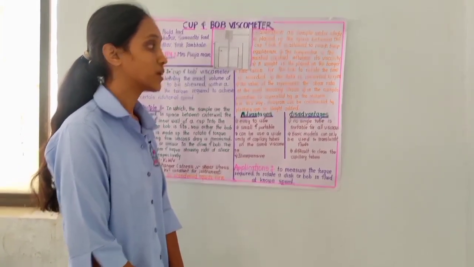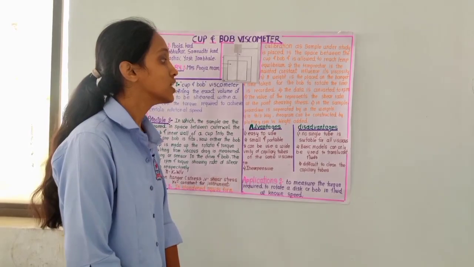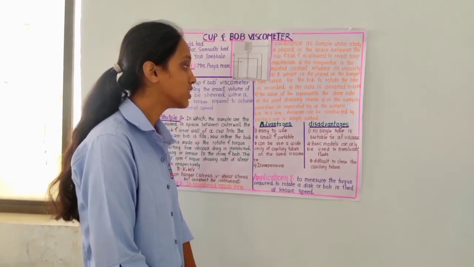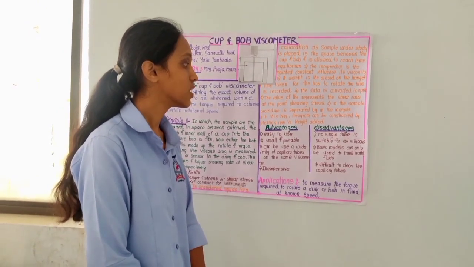Fifth point, the value represents the shear rate at that point of shearing stress. Sixth point, the procedure is repeated with different weights. In this way, a rheogram can be constructed by plotting RPM versus weight added.